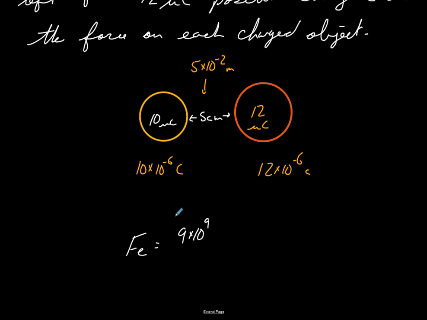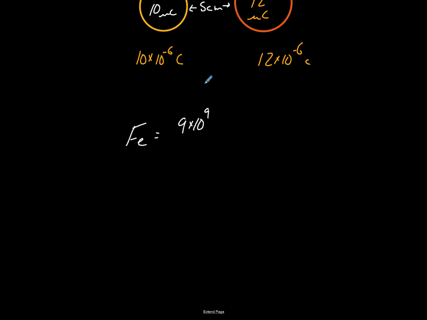Also make note of how much larger Coulomb's constant is than G, all right? Gravity is much weaker. You need much larger masses, measured in kilograms, than you need charges, measured in coulombs, in order to get forces of the same magnitude.